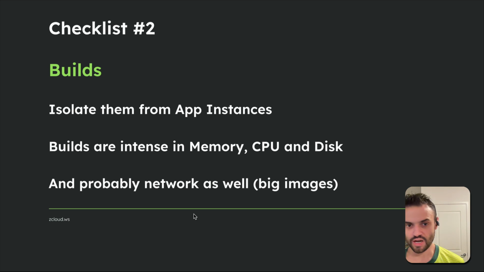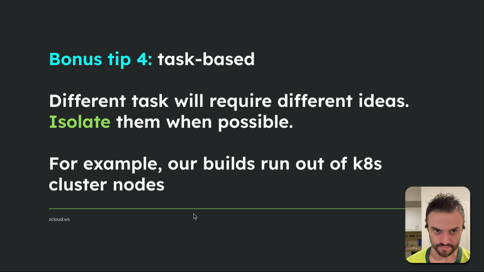So builds, you need to isolate them from app instances. We don't run the builds on the same machines that we run the app instances. Why? Because maybe you're running an app and then a very heavy build is using a lot of the CPU. Of course, you have containers, you have isolation, but it's better to try not to run them in the same place, because builds are intense in CPU and memory and probably network as well. So be careful with these build machines.